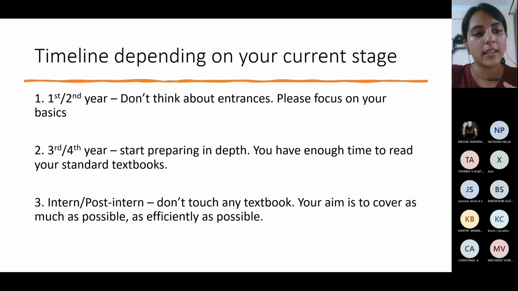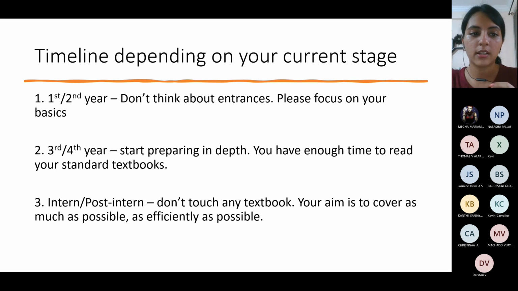Okay, so timeline. If you're in first and second year, please don't think about entrances. Just focus on your basics. Third and fourth year is the ideal time. You have enough time to read your standard textbooks and all of that, so you'll get your concepts really clear. Again, in third year okay, but fourth year preferably study for your exams, not so much for your entrances. But yeah, you can keep solving MCQs parallelly.